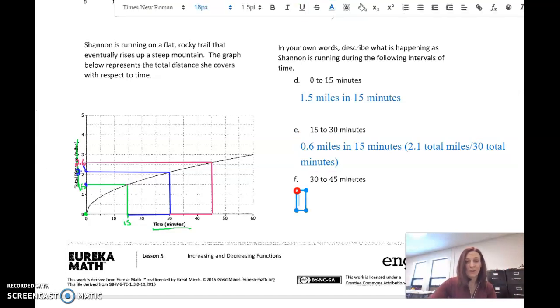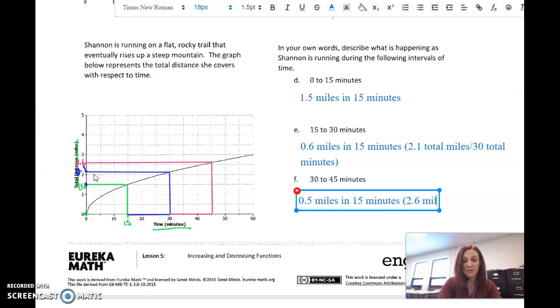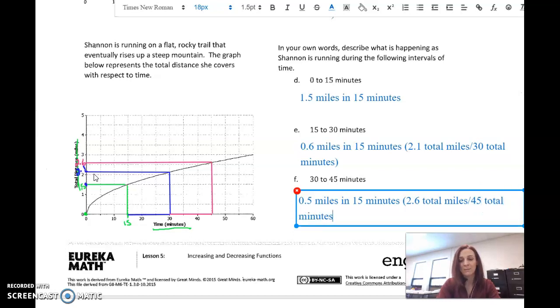So, okay, if we're going from 2.1 to 2.6, that's only 0.5 miles in 15 minutes, or a total of 2.6 miles, total miles, in 45 total minutes. Okay, so what do we notice with that?